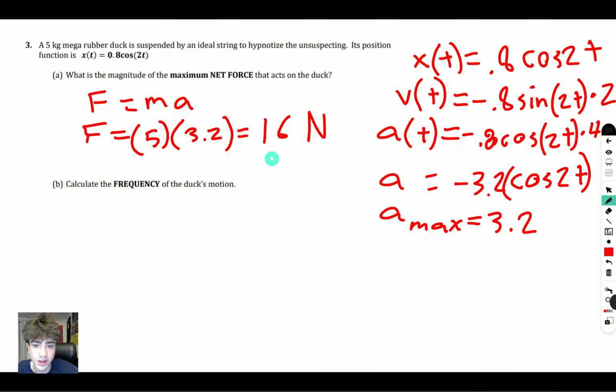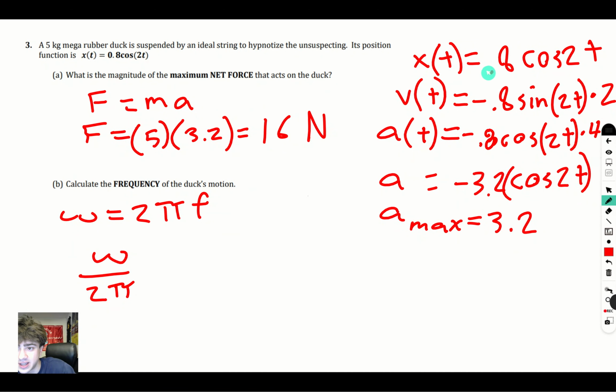Alright, so now that we found that, let's just move on to part B, which is frequency. Now let's write out the equation for frequency that we know. We know that since omega is 2 pi frequency, our frequency is simply omega over 2 pi.